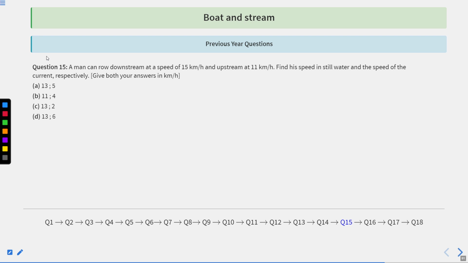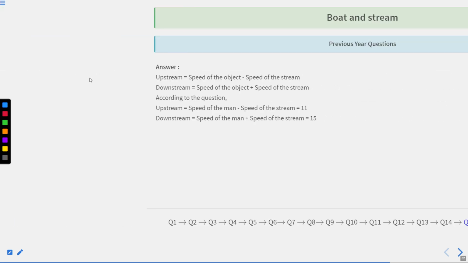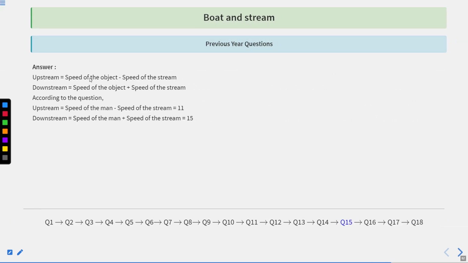Moving to problem number 15. A man can row downstream at a speed of 15 km per hour and upstream at 11 km per hour. Find his speed in still water and the speed of the current respectively. Give both your answers in kilometers per hour.